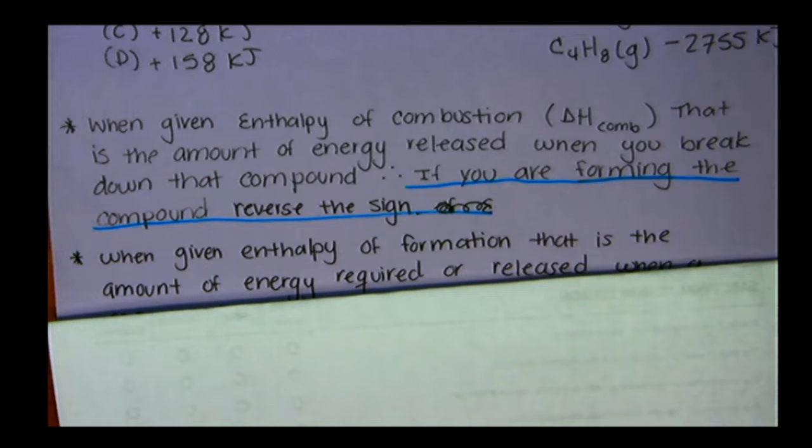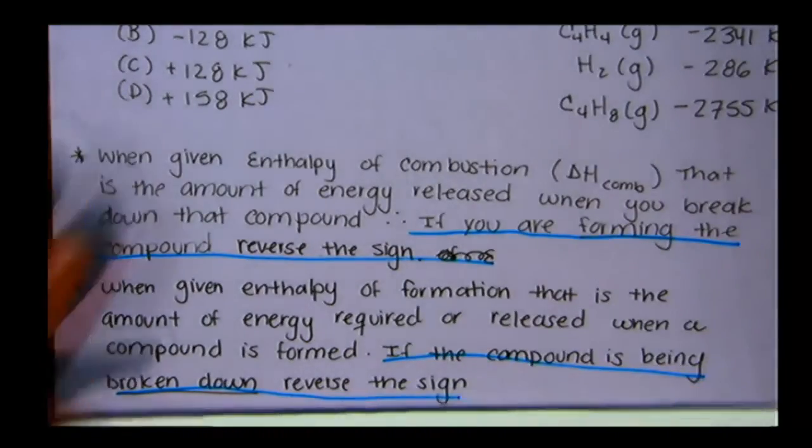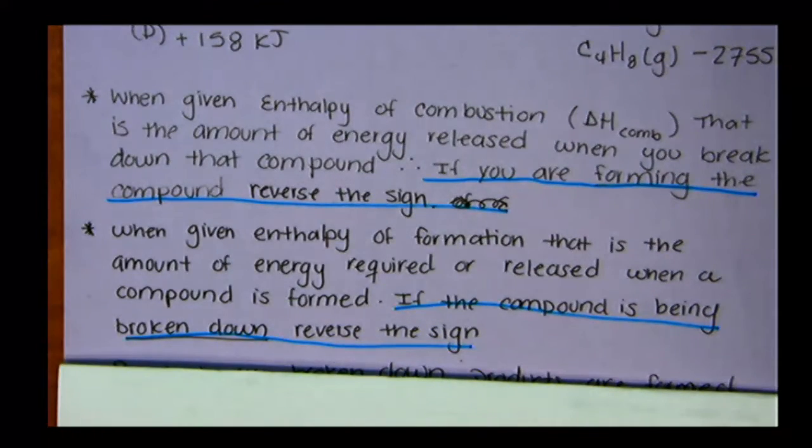If it's formation, however, then it's the other way around. That is the amount of energy required or released to form the compound. So we're going to keep the sign if the compound's being formed, thus if it's a product, and we're going to flip the sign if the compound's being broken down, so if it's a reactant. Can I move forward? Yes? Any questions? We're all good?